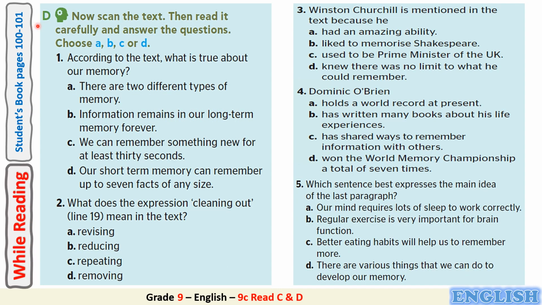Now, let's move to exercise D. And it is a while reading activity in the student's book pages 100 and 101. And here we are going to answer some questions after scanning the text. Now scan the text, then read it carefully and answer the questions. Choose A, B, C, or D. As you see here, we have 5 questions, and each question has 4 options.